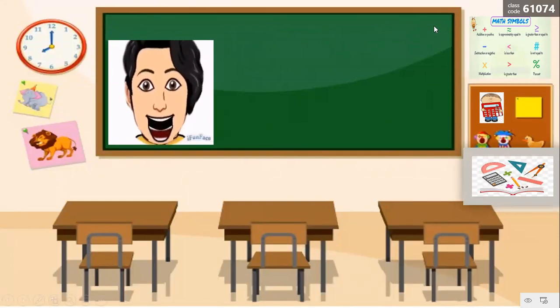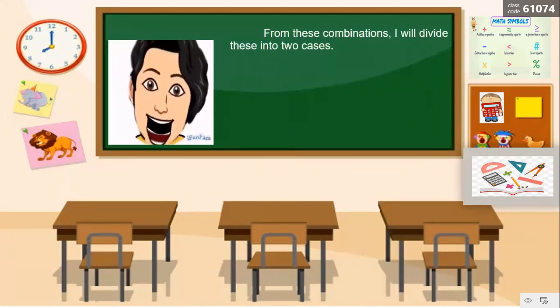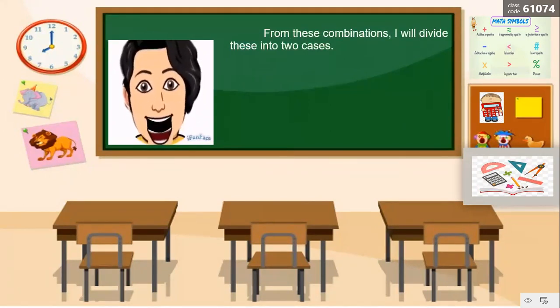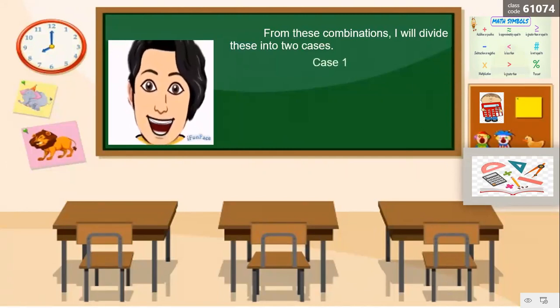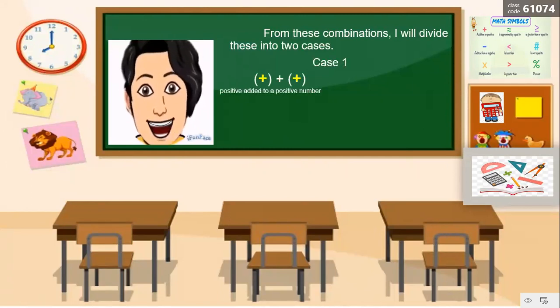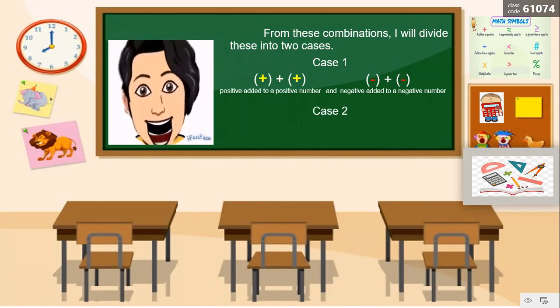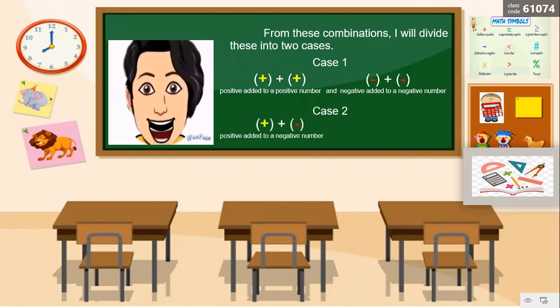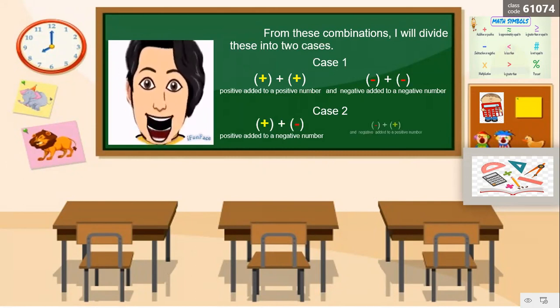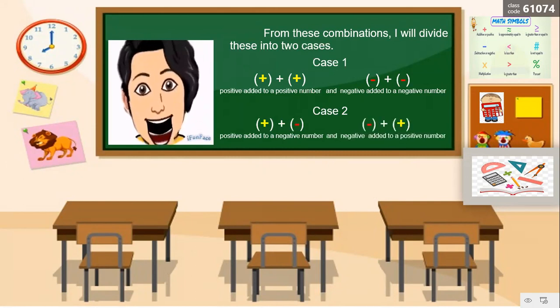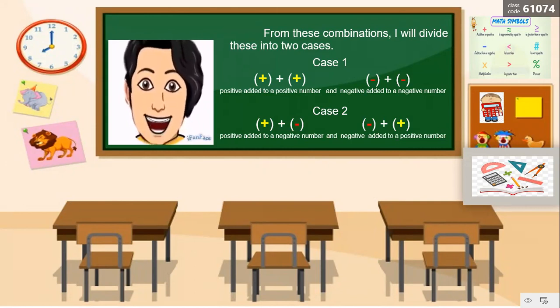From these combinations that I have mentioned, I will divide this into 2 cases. For case 1, positive added to a positive number and negative added to a negative number. For case 2, we have positive added to a negative number and negative added to a positive number. Remember this, okay?